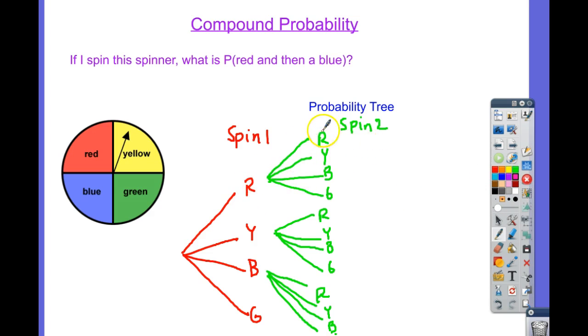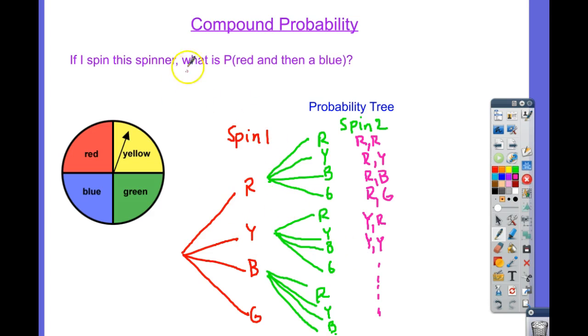Here is red, red. Here is red, yellow. You just follow the tree. So you start from the beginning, and this is a list of all possibilities at the end. Red, blue, red, green. Same here, I can follow to yellow, red, yellow, yellow, and so on. So this final thing will be a list of all your possibilities that comes from the tree.